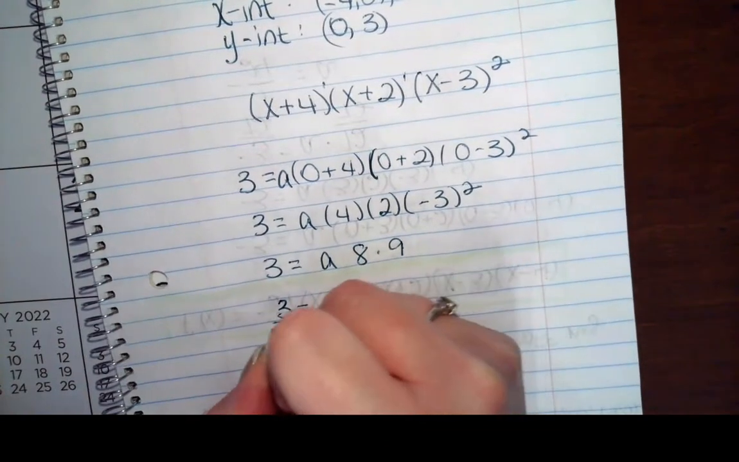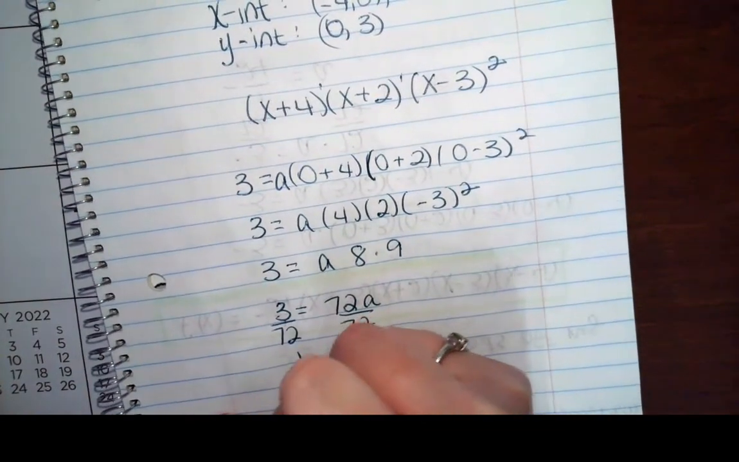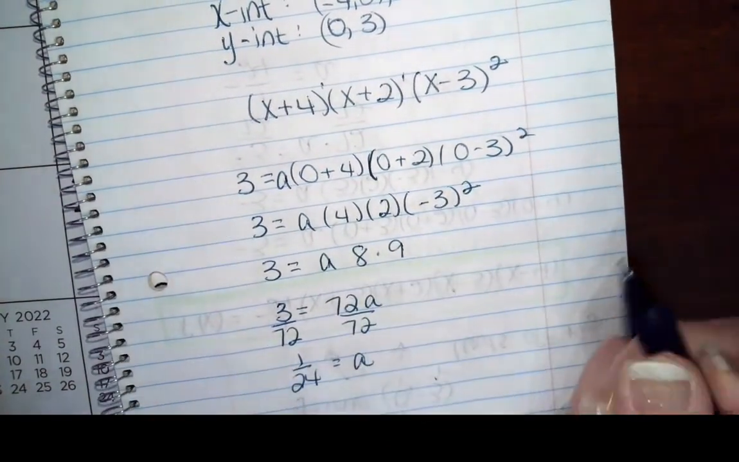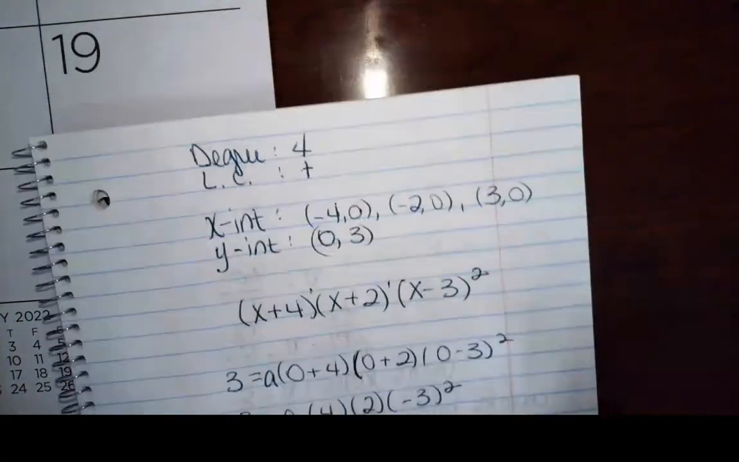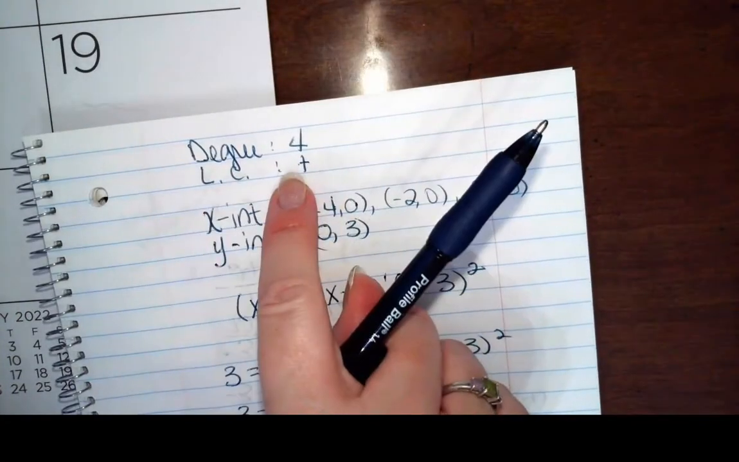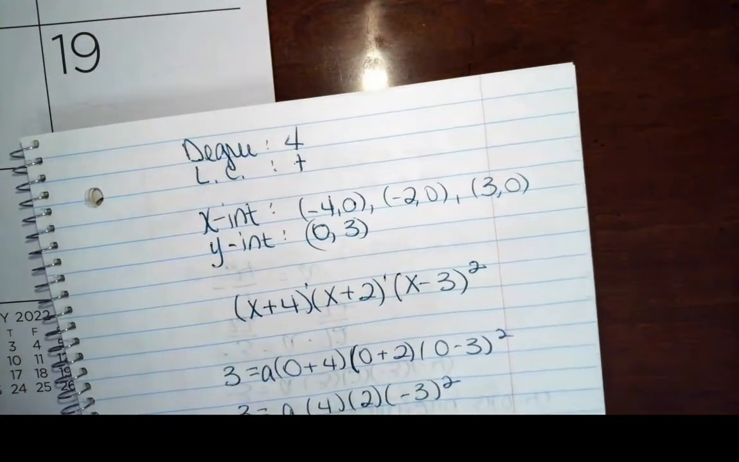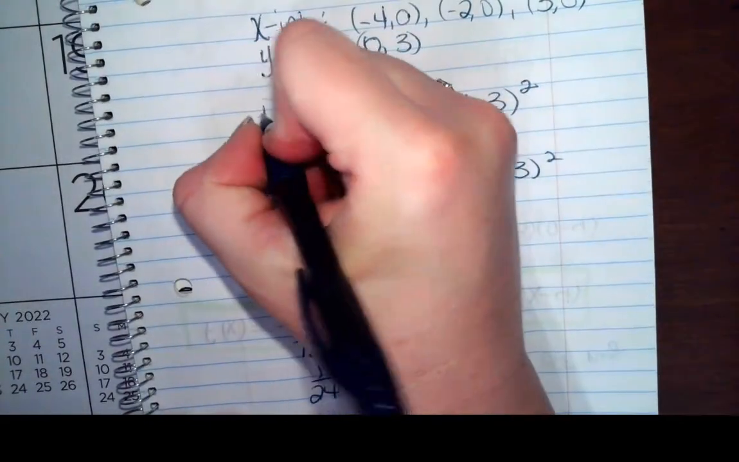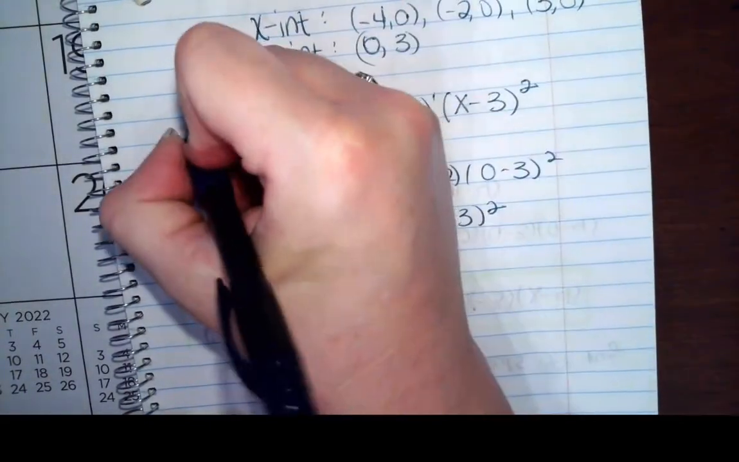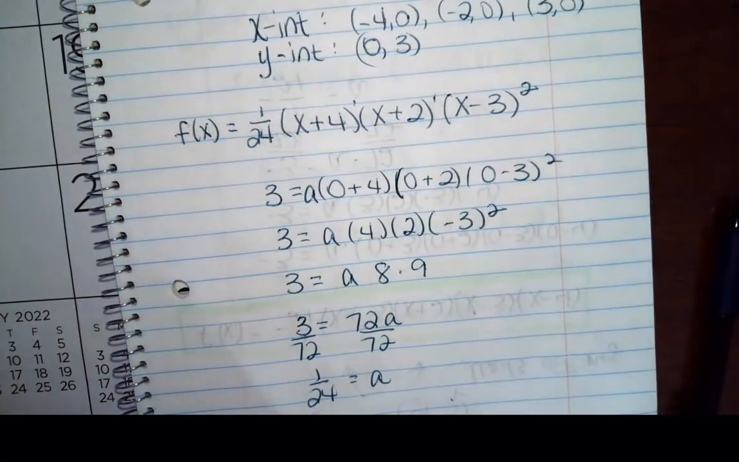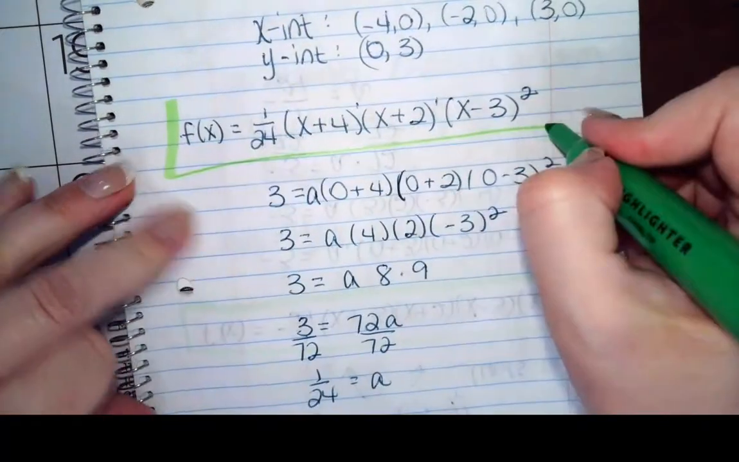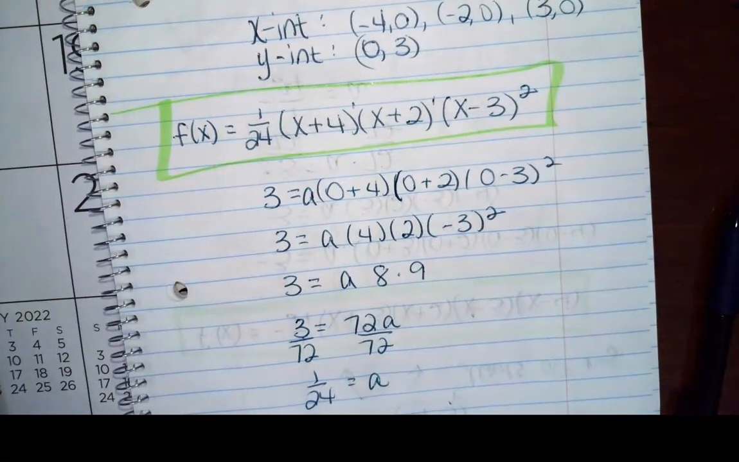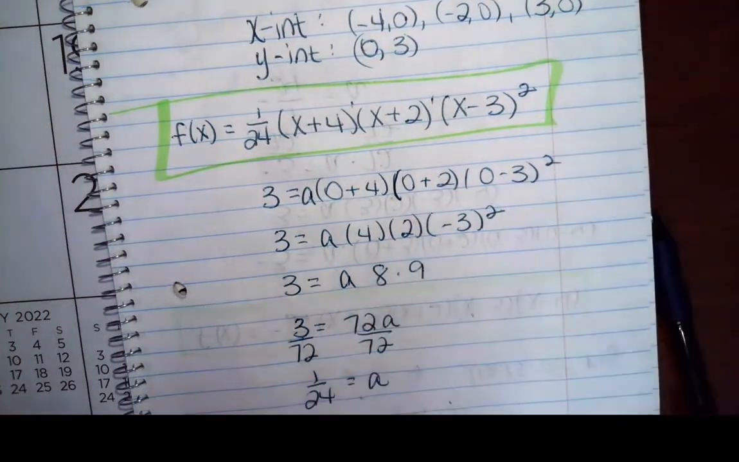Divide both sides by 72, and I get positive 1/24. Well, what did I want? I wanted my lead coefficient to be positive to compensate for that end behavior, and that's what I got. So my lead coefficient here is going to be 1/24, and that's going to equal my function. So that is how we're going to handle the squared version of our problem.